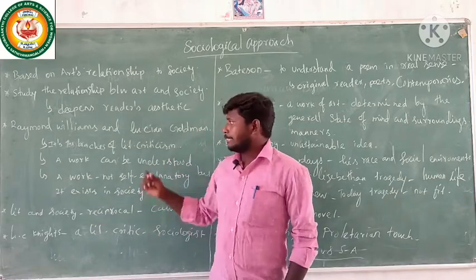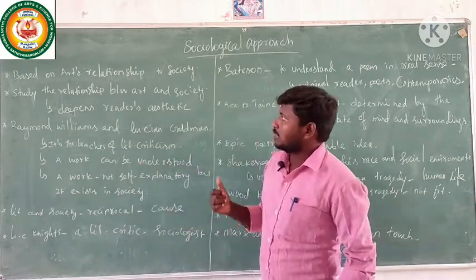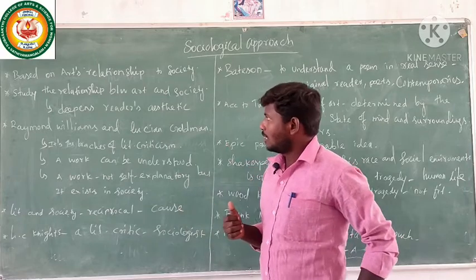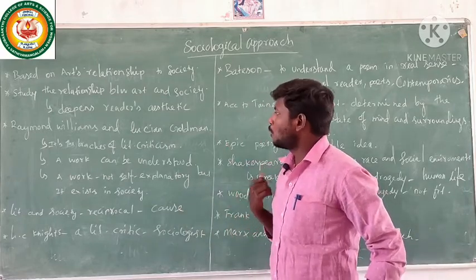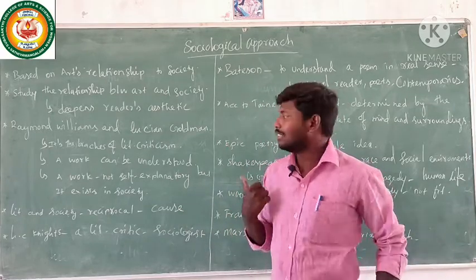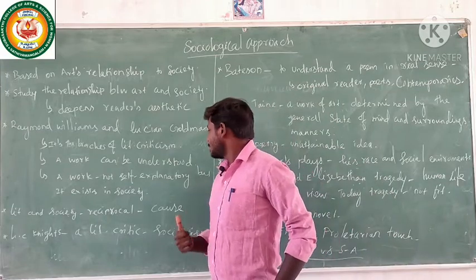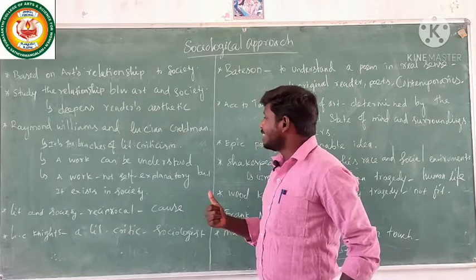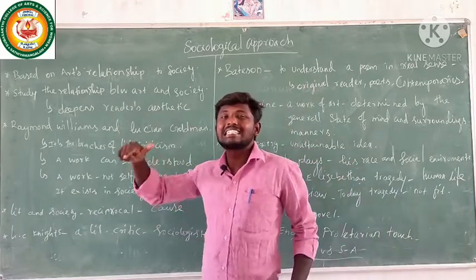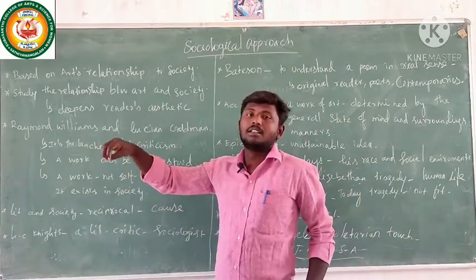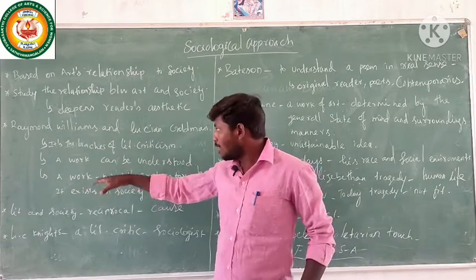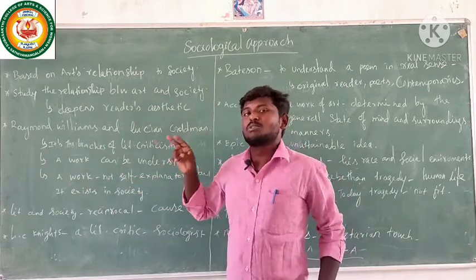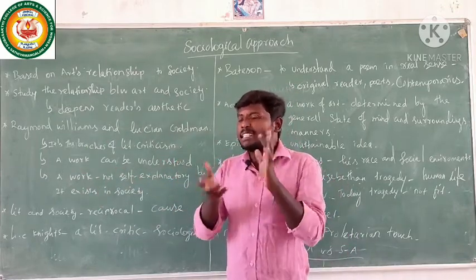These people, Raymond Williams and Lucien Goldman, strongly say that a text is not self-explanatory. In the text itself, there is no meaning. The meaning exists in the society. That is what they are saying. But New Criticism says that the meaning is in the text itself.